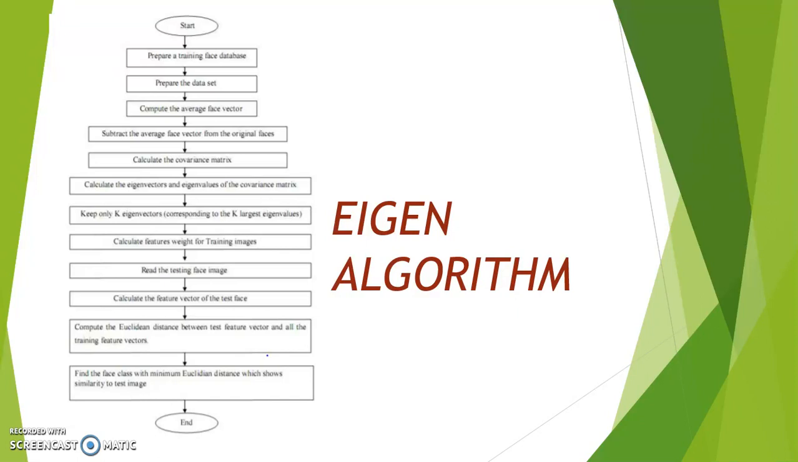In the next step, we calculate the covariance matrix. Step 6 is to calculate the eigenvectors and eigenvalues of the obtained covariance matrix. Next, we determine only a small part of characteristic features of the faces. Next step is to read the test image and separate the face from it. The next step is to calculate the feature vector of the test face. After that, calculation of average distance, which is the Euclidean distance, is done. The final step is to locate the face class with minimum Euclidean distance, which shows similarity to the test image.